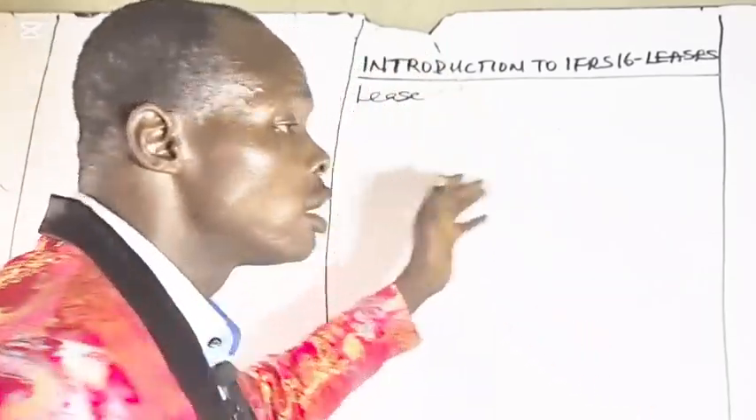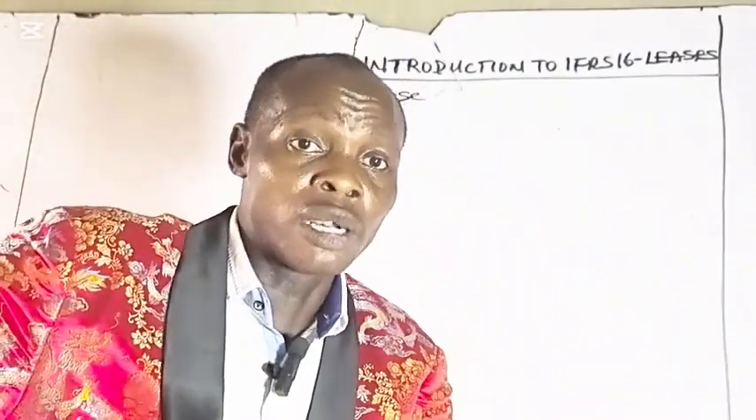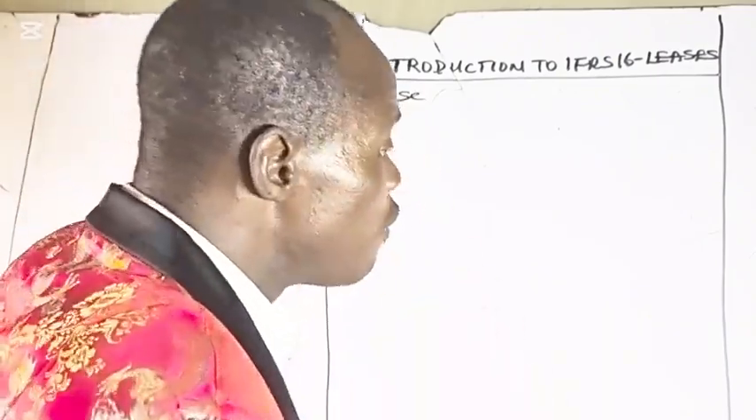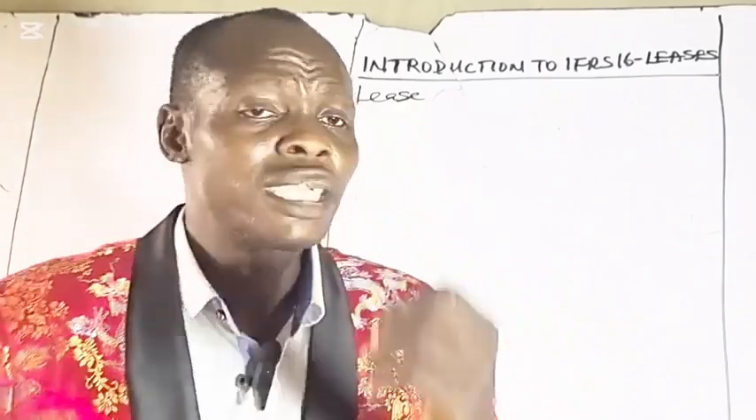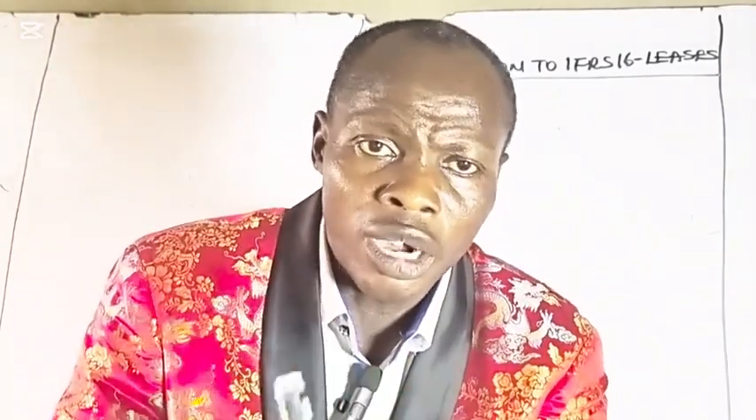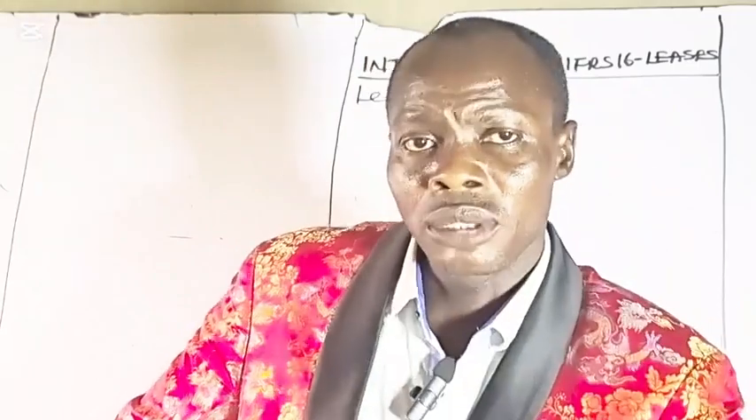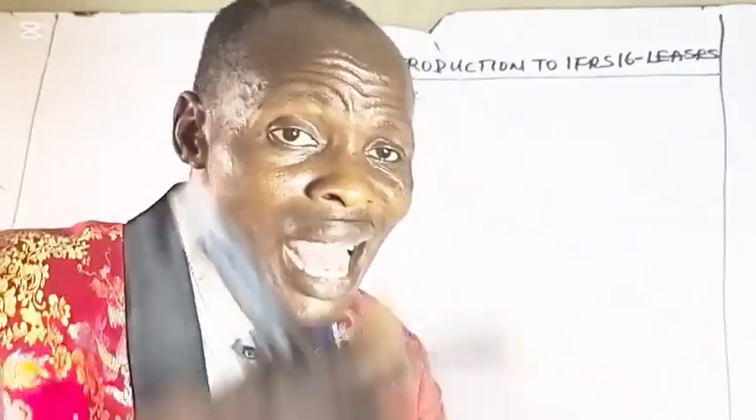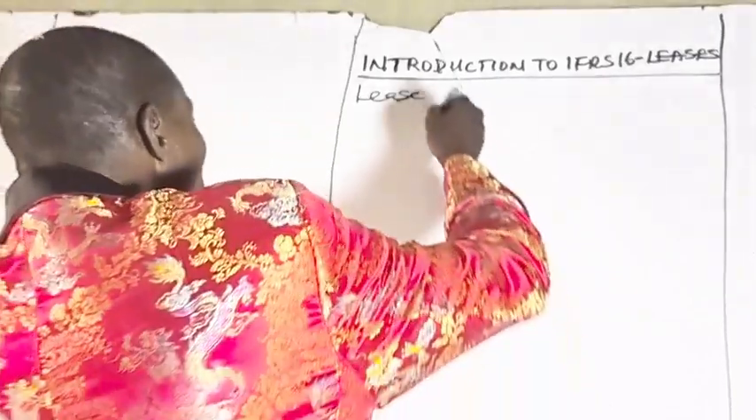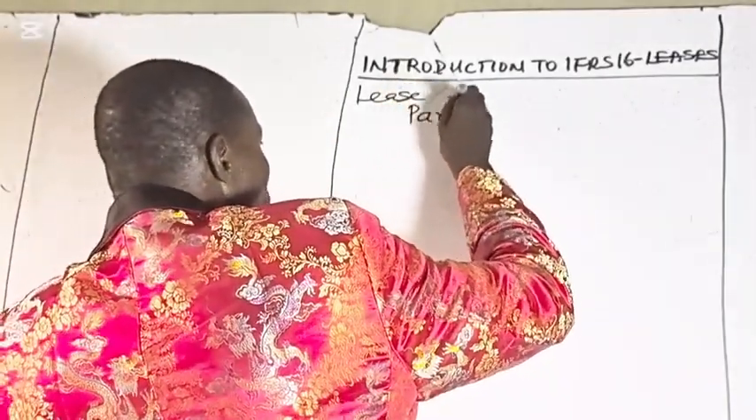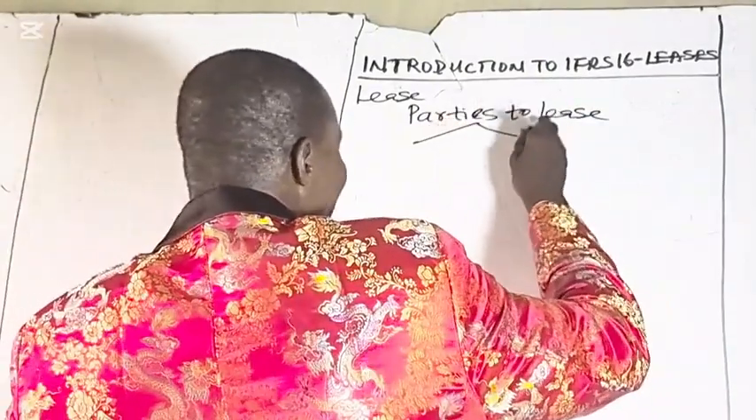It's a form of landlord and tenant relationship in which the landlord, that is the lessor in this case, conveys the property to the lessee, that is the tenant, in exchange for consideration called rent. So there are two parties to a lease.